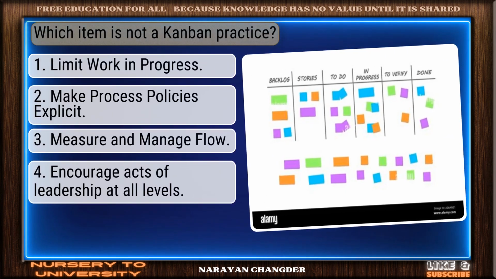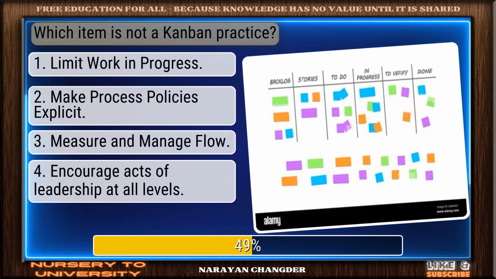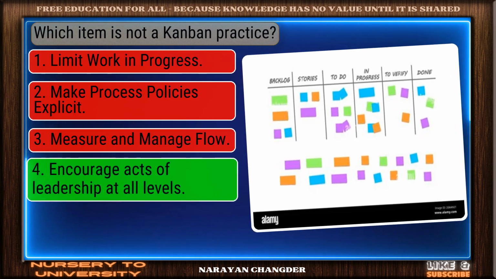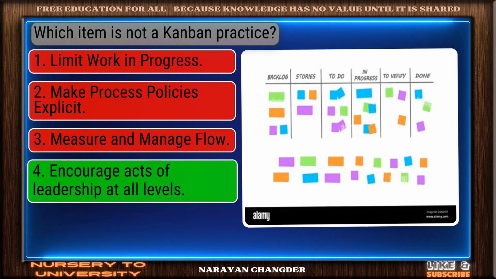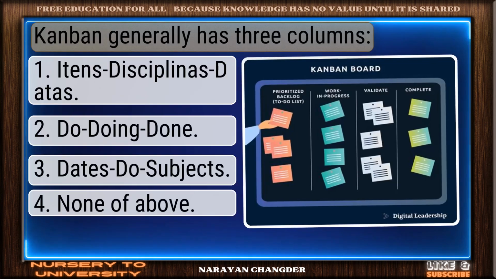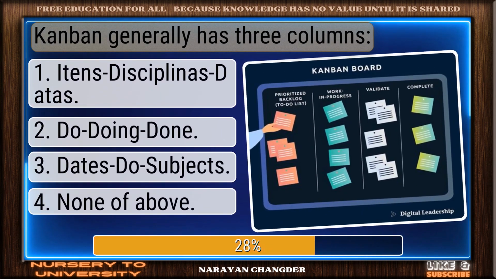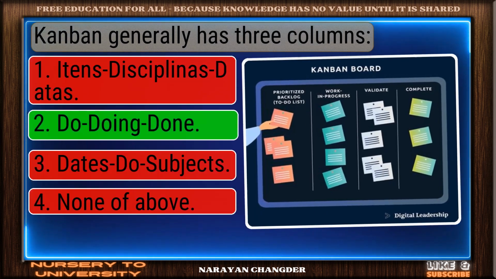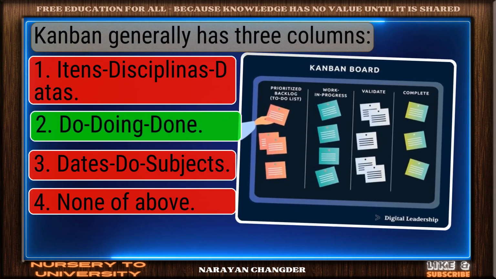Question number 21. Which item is not a Kanban practice? Exactly. Encourage acts of leadership at all levels makes sense, and it is the right choice. Question number 22. Kanban generally has 3 columns. Solid response. Doing, done is a valid choice.